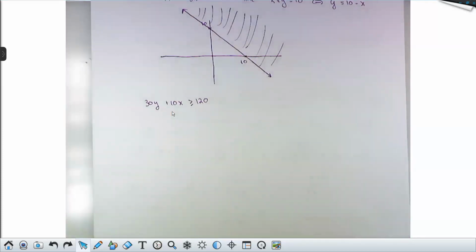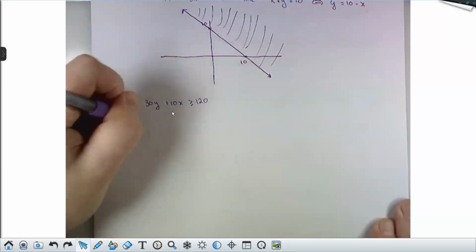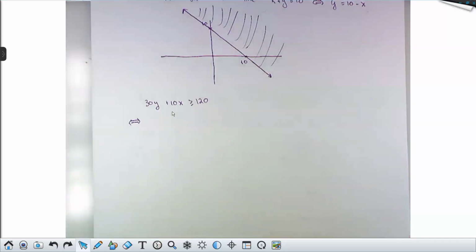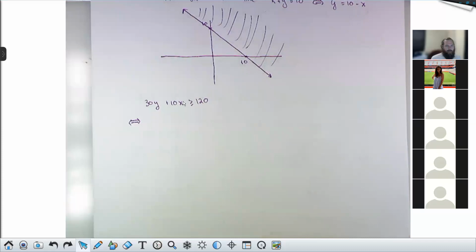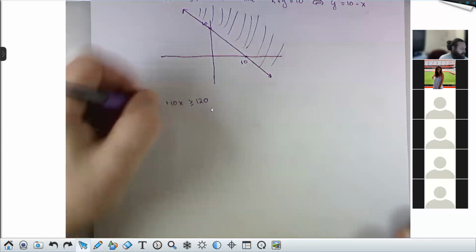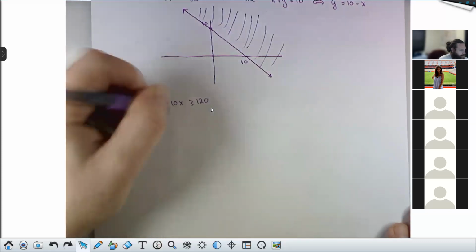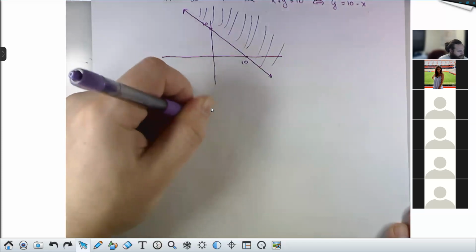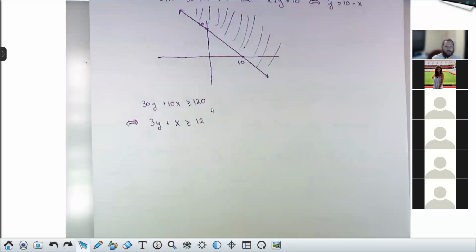I would begin here by dividing through both sides by 10. Remember, you can do everything with inequalities that you do with equations. You just have to be careful. If you multiply or divide by a negative, the inequality flips over. So if I divide everything here by 10, this is going to become 3y plus x is greater than or equal to 12. And these are equivalent inequalities. They say the same thing.